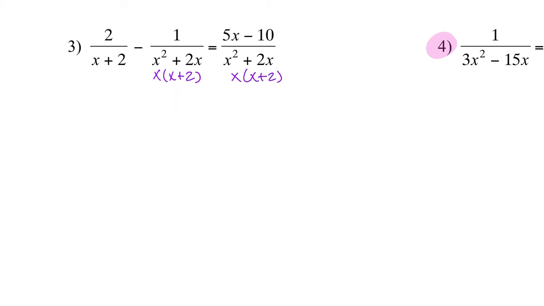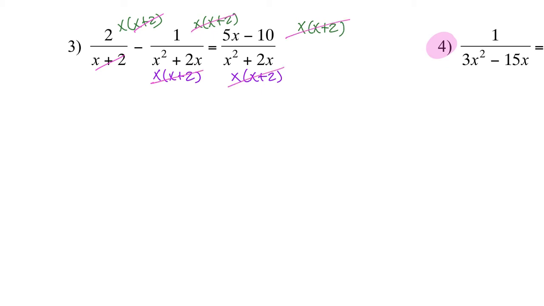Because I have the x plus 2 here, and I have the x plus 2 here, and I have the x here, so I got to add an x down here. So my common denominator now is x. So I'm going to multiply everything times x plus 2, x plus 2, and x plus 2. So in this case, the x plus 2 cancels out. This one cancels out completely. This one cancels out completely.